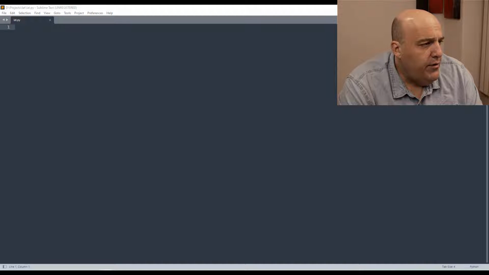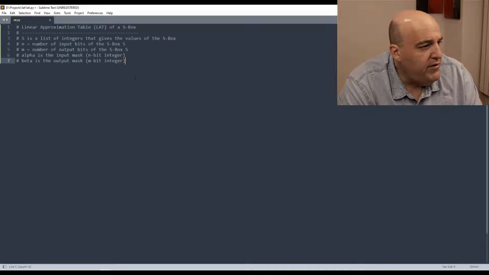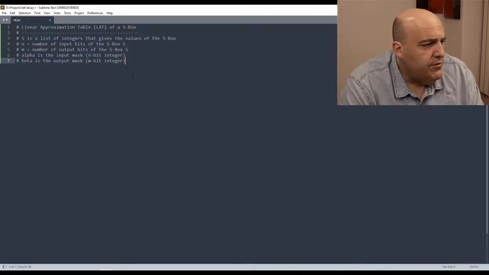All right, why don't we open a blank file now and try to code some of this up. Let's create a file called lat.py, and let's see how we can implement this. So just as in the video there, let capital S be the S-box, and the way that'll be represented in code is just by a list of integers, usually given in hex. N is going to be the number of input bits, and M is the number of output bits. So for a bijective S-box, N is going to be equal to M.